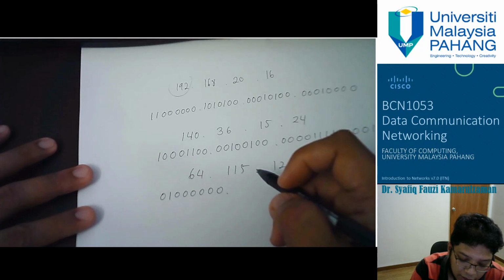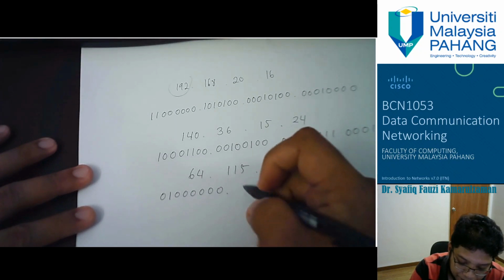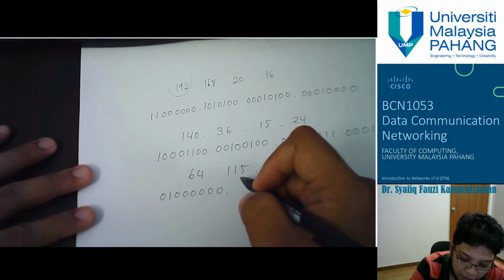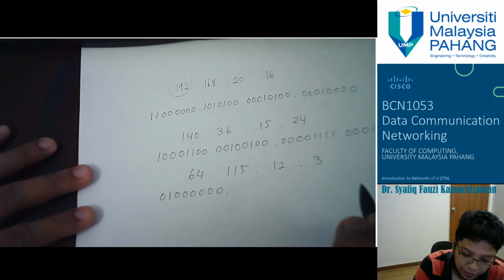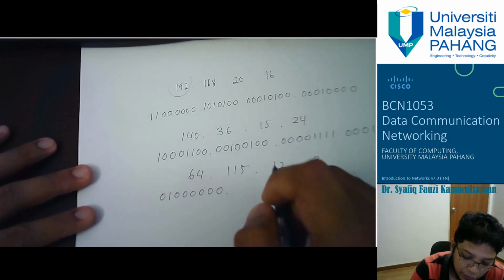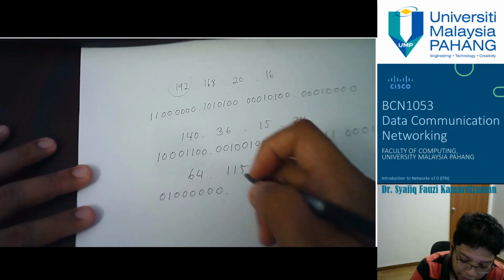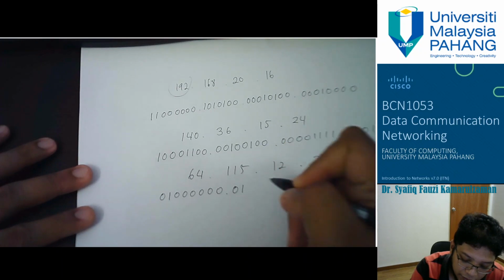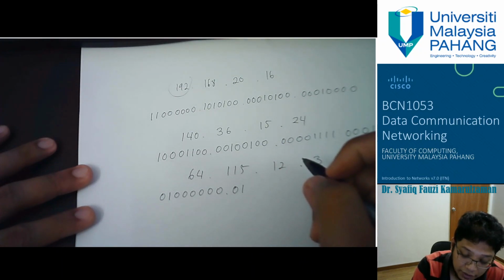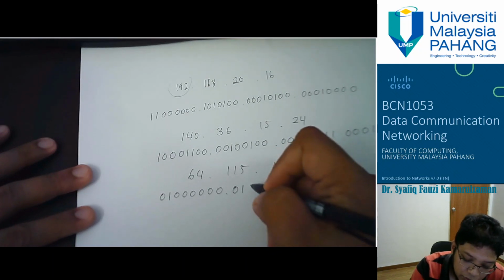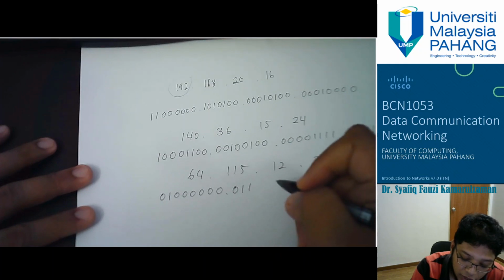Okay, you should get around 55. Okay, 55. So you have 115, sorry, 51. So 115 subtract 64, you get 51. So first, we have 128 and 64, then the remainder is 51. So you subtract 32 from 51, you will get 19.